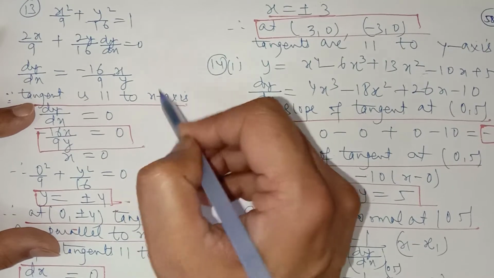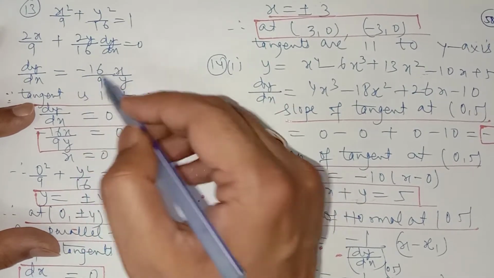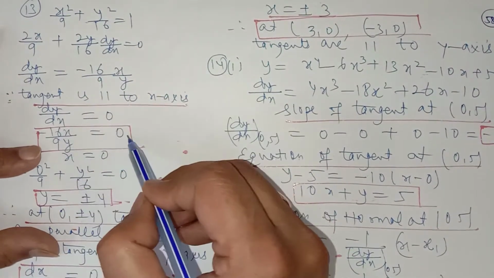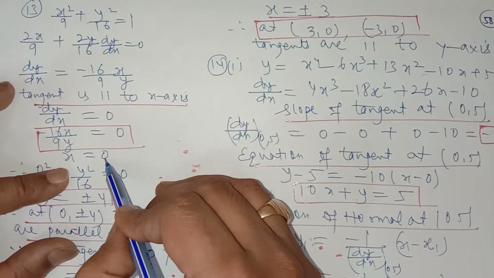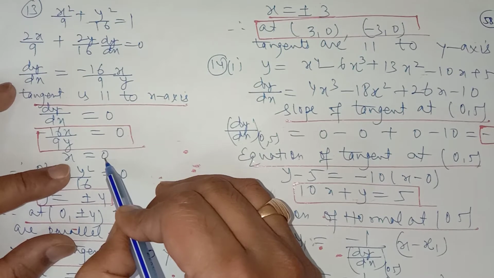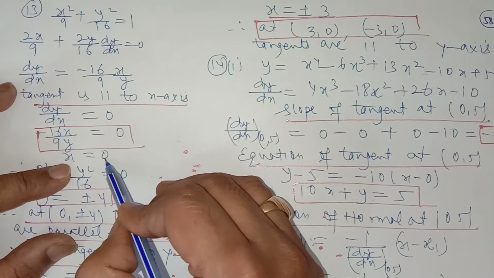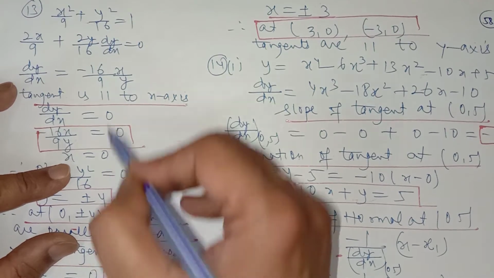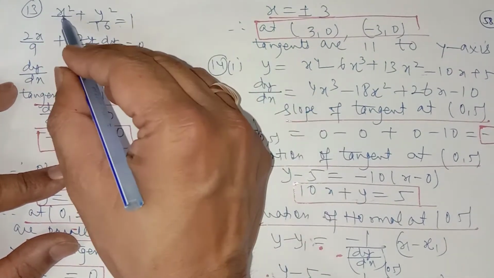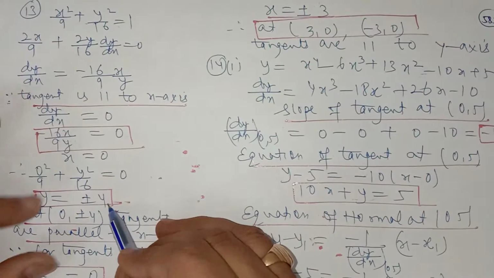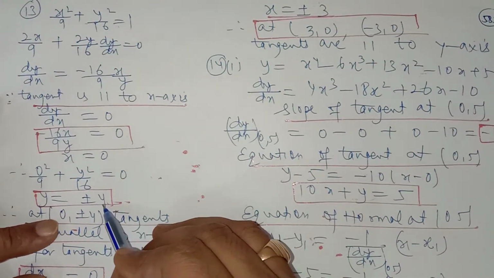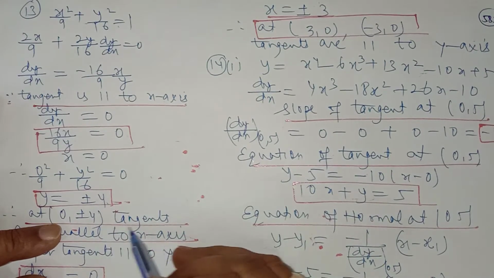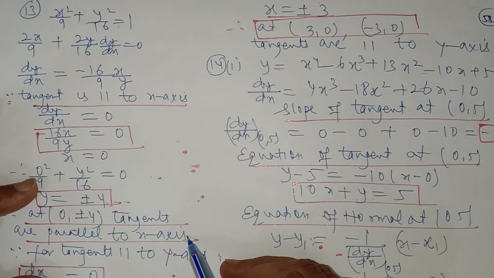Now it is parallel to the x-axis. When it is parallel to the x-axis, then the slope of this will be equal to 0. So put it equal to 0, you are getting x is equal to 0. Then putting the value of x in the original, you will get the y coordinate. Put x as 0 here, you will get y as plus minus 4. So at the points (0, plus minus 4), the tangent is parallel to the x-axis.